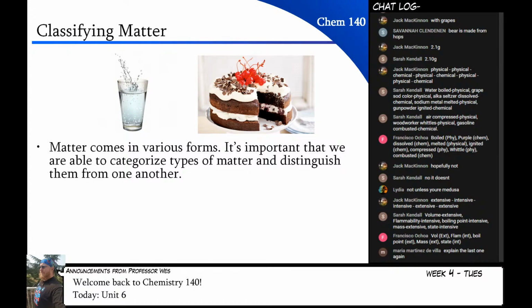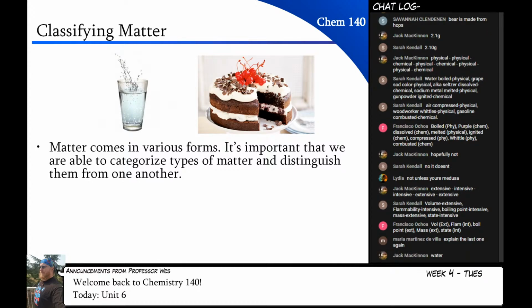On the screen here, I have a cup that contains presumably water, and a cake, which contains deliciousness. If I had to assign the word pure to one of these two things, which one would be most likely the candidate? Which is most likely to be pure? Yeah, water, right? If you know where you can find pure cake, let me know, because asking for a friend.